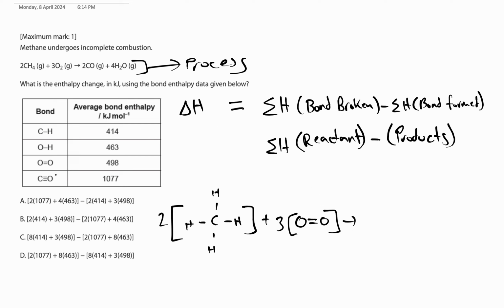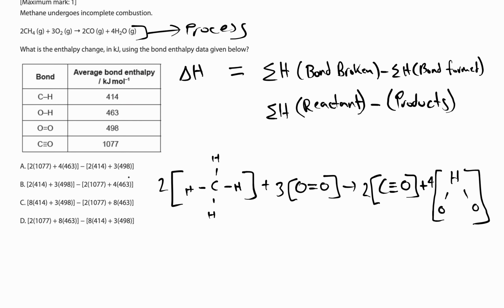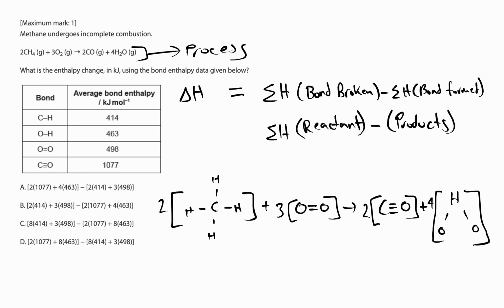2 CO. So what's the bond between C and O? That's a triple bond, and there's 2 of those, plus finally H2O, which will look something like this, H-O-H. Okay, and there is 4 of those, so 4 times this. So how does this help us? Well, this helps us visualize what we're needing to put.